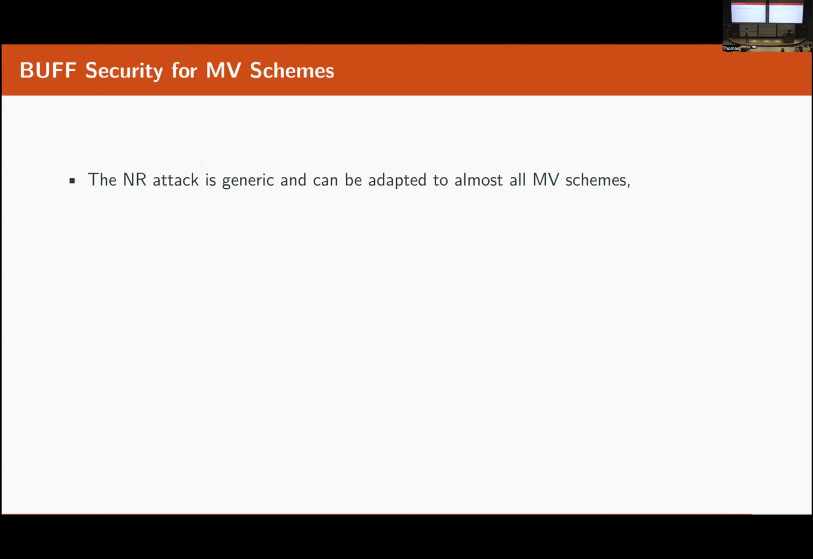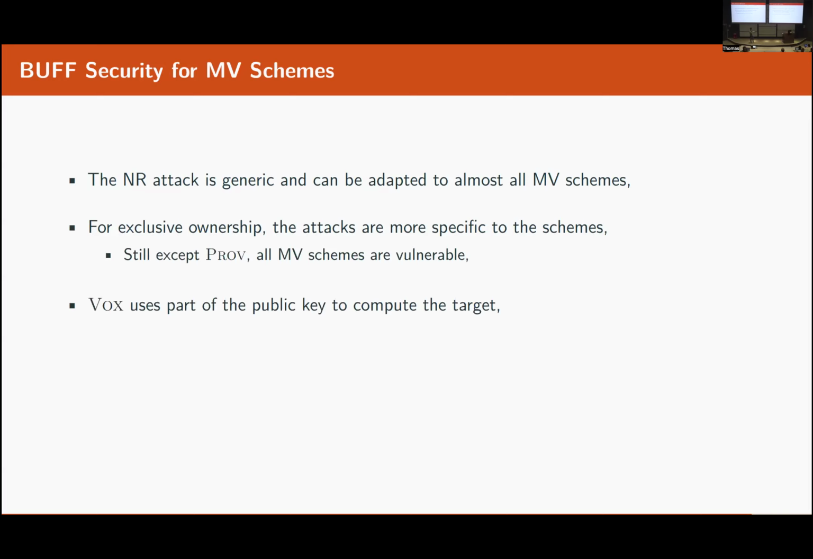So what can we say about BUFF security on multivariate schemes? The non-resignability attack is very generic and can be applied to almost all schemes except for PROV. Exclusive ownership is more specific to the schemes, but can also be done for all of them except, again, PROV. And as I mentioned before, Vox uses some kind of transform. They use the hash of message, salt and part of the seed of the public key, but the public key consists of more than the seed. And that's why, in their case at least, it is not sufficient. So this does not suffice to achieve BUFF security.